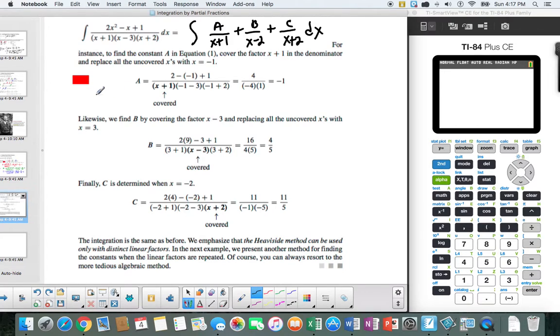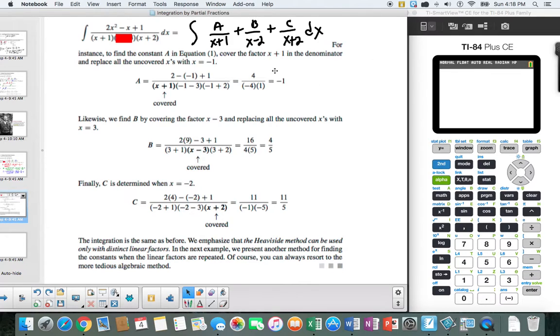So this is helping us rewrite our integral. And what we do is we cover this portion up right here. That's what they're showing here, covering it up. And since you're trying to find A, you are going to let x equal to negative 1, and that's what this process is showing, and you're going to get negative 1. Then you cover this portion up, and if you're going to find B, you're going to have to cover the x minus 2 up.